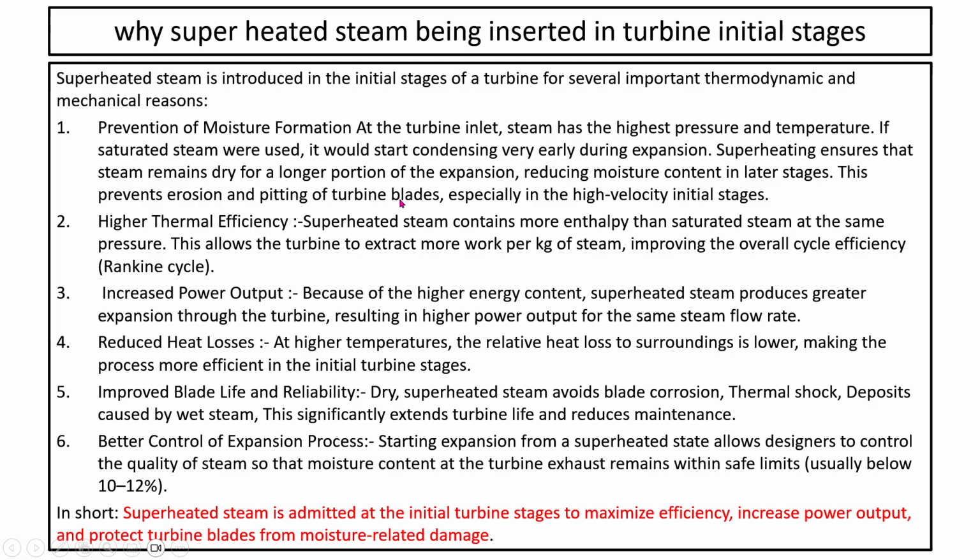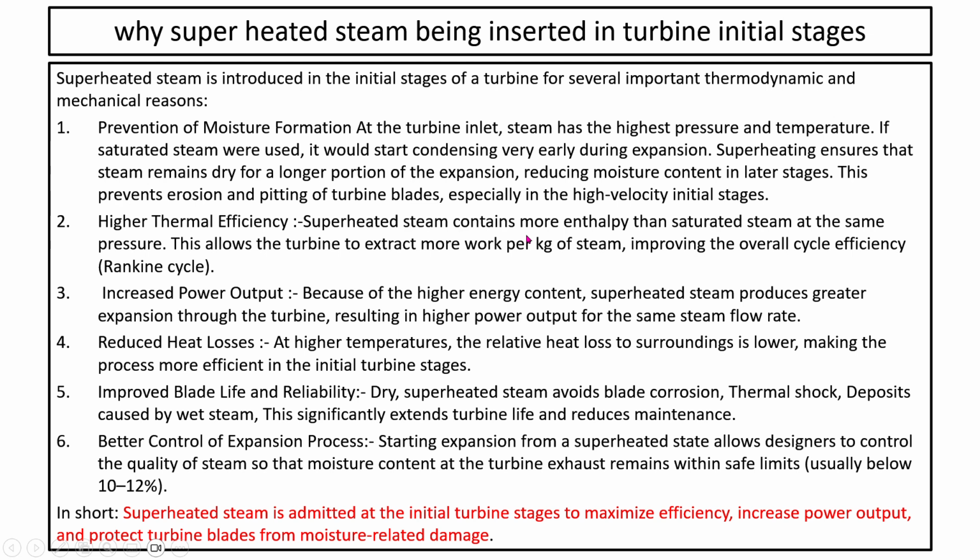This prevents the erosion and pitting of the turbine blades, because there is no water formation. If superheated steam enters at the initial stage, after expansion also it will remain dry saturated up to the last stage, so there will not be any water formation. When water is formed, the water particles with high momentum strike the blades and erosion takes place.